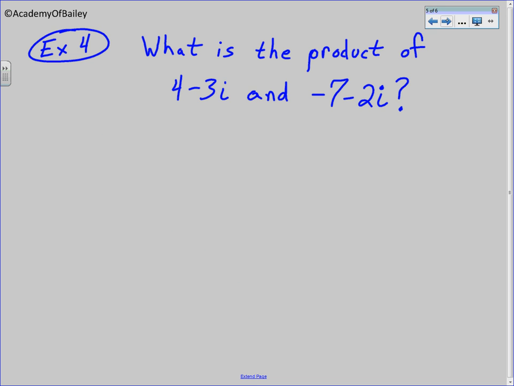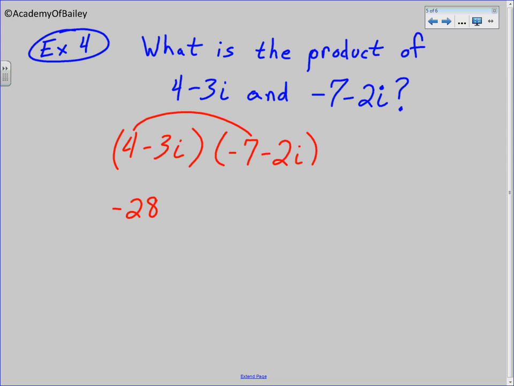Alrighty, and here's one. What is the product? Product means multiplication. So if we were to have 4 minus 3i, that complex number, and we multiply it by negative 7 minus 2i, that complex number, well, let's just go from there. If we multiply binomials, multiply the first terms. 4 times negative 7 is negative 28. 4 times negative 2i is negative 8i.